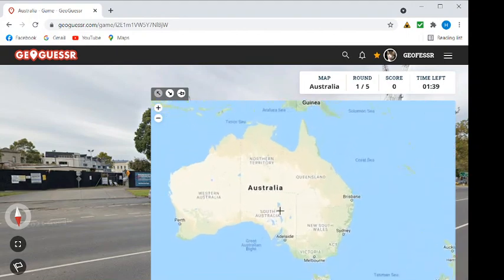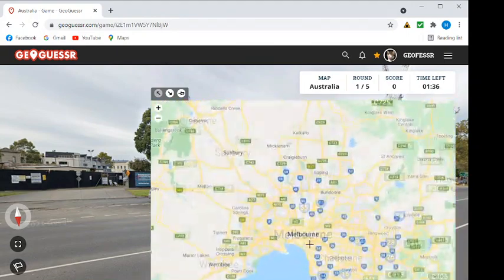I'll put down a guess. I think this is Melbourne from.